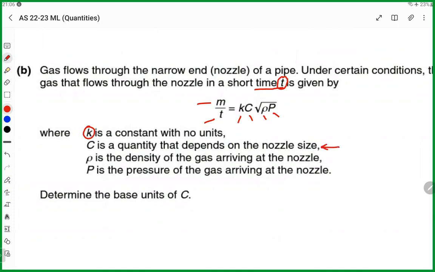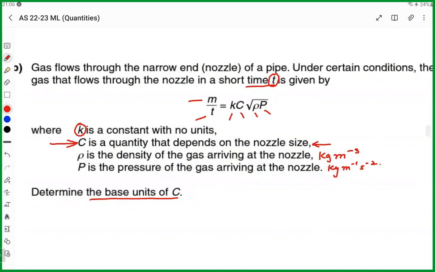Rho is the density of the gas arriving at the nozzle, so it is kg per meter cube. P is the pressure of the gas arriving at the nozzle, so it is kg per meter per second square. He has not told you the unit for C, and the reason is because he's asking you to find that.